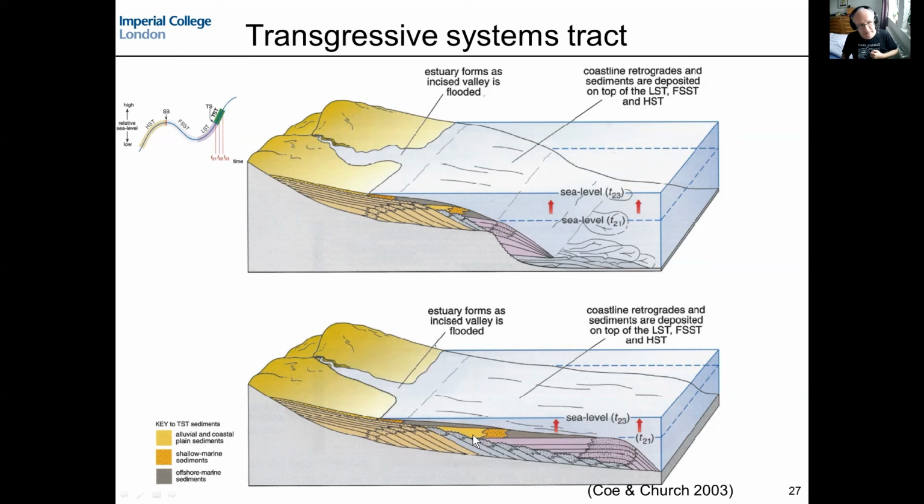So the transgressive systems tract is characterized by backstepping of the shoreline. It's moving towards the basin margin, drowning of valleys, and non-deposition. So effectively we switch off sediment supply to the basin center.